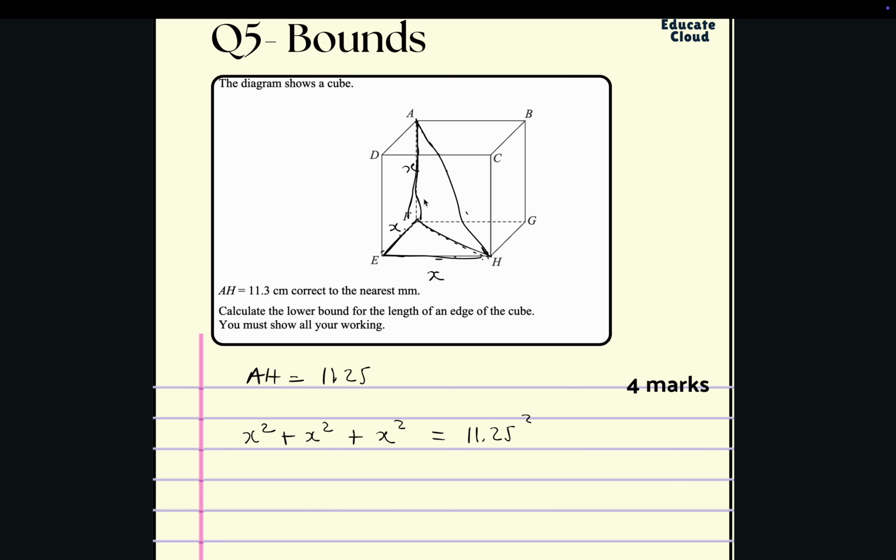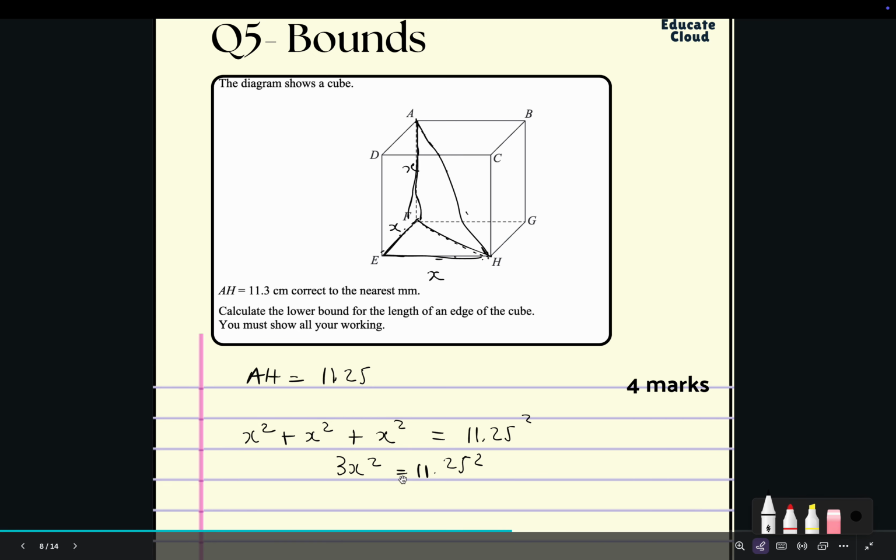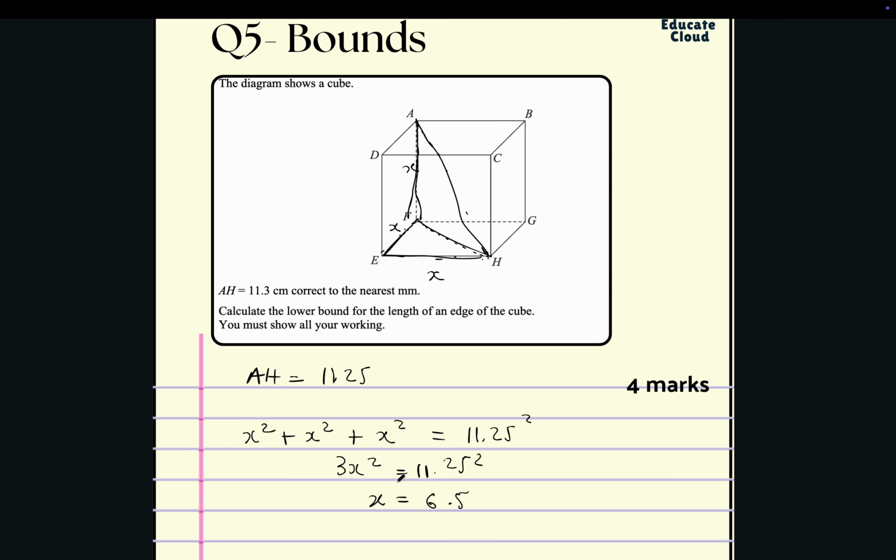And then AF is x squared as well, so then I just add the answer to that. Okay, so that's going to give me 3x squared is equal to 11.25 squared, and then at the end just divide it by 3 and then root it. So x would be 6.5. So the answer for the lower bound is 6.5.